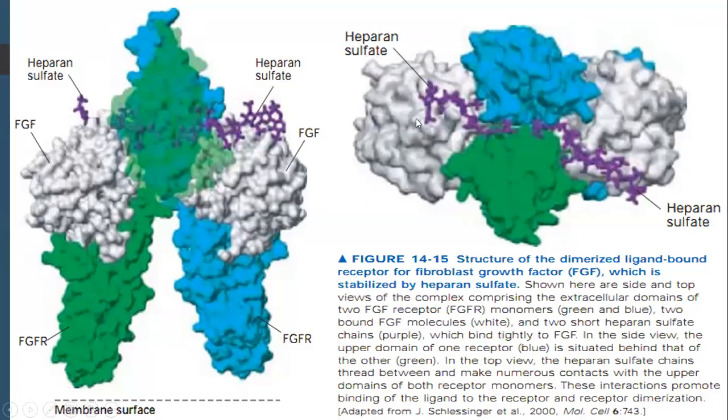So this is the top view. In the top view, you can see that there are two monomers of the receptor. The ligands are attached here, and the heparin sulfate is shown here, and they stabilize this whole complex.